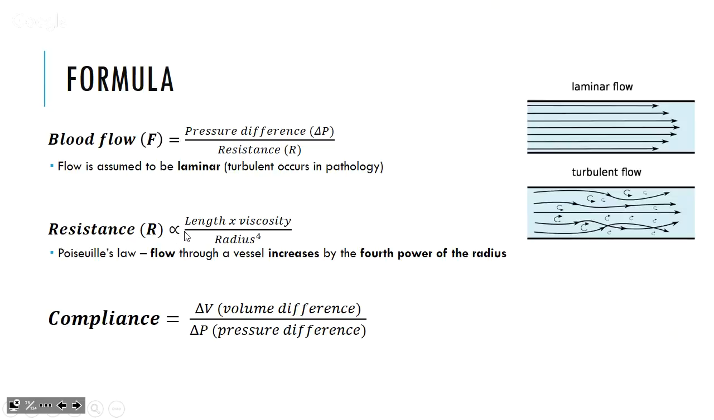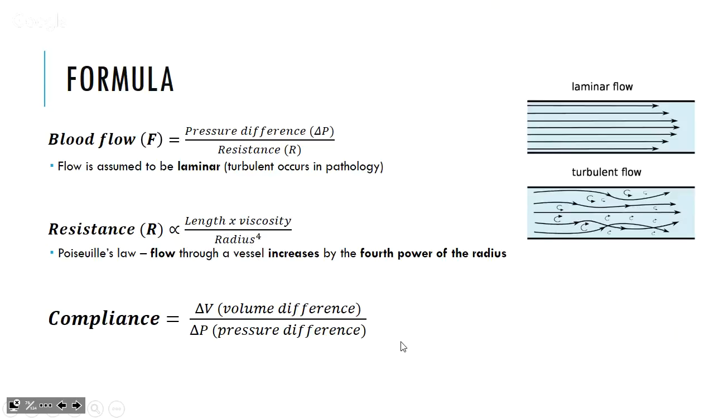So resistance is proportional to length times viscosity over radius to the power 4. So I think the most important thing to know is that the radius is the major factor for controlling resistance. Because it's to the power of 4, a small increase in the radius will actually cause a major decrease in the resistance. So just remember that it's inversely to the power of 4.